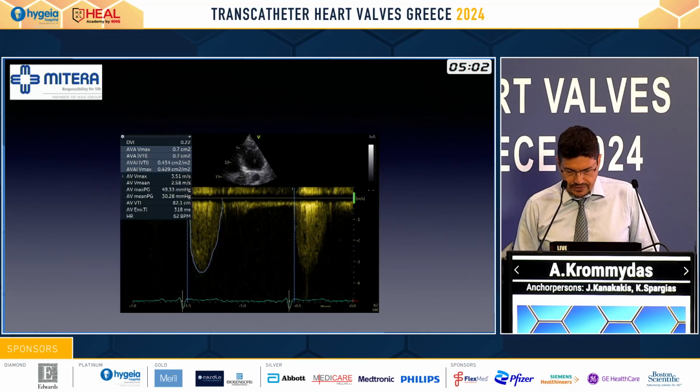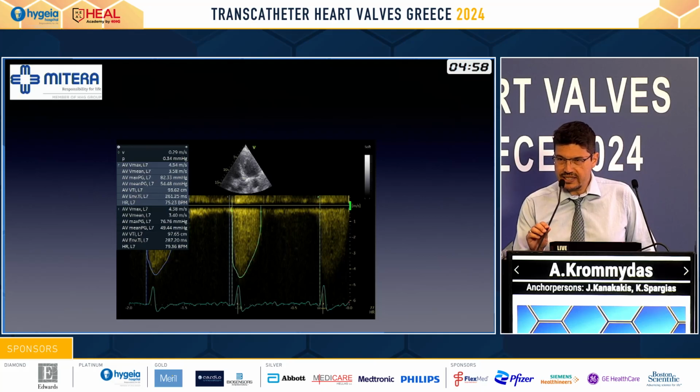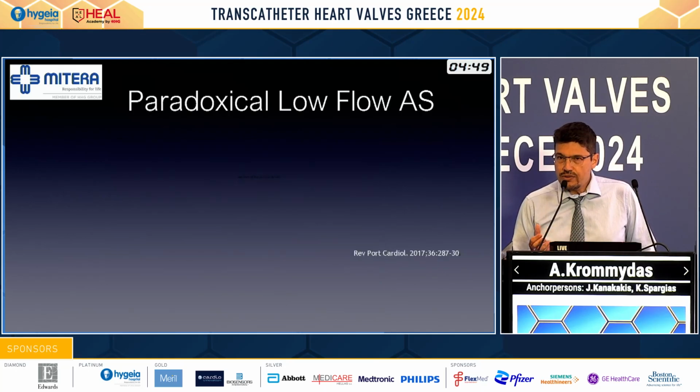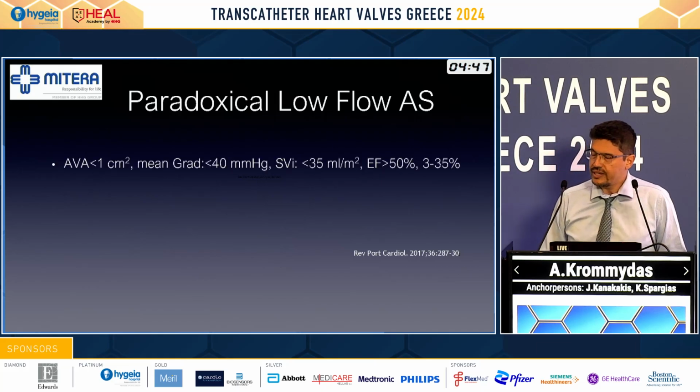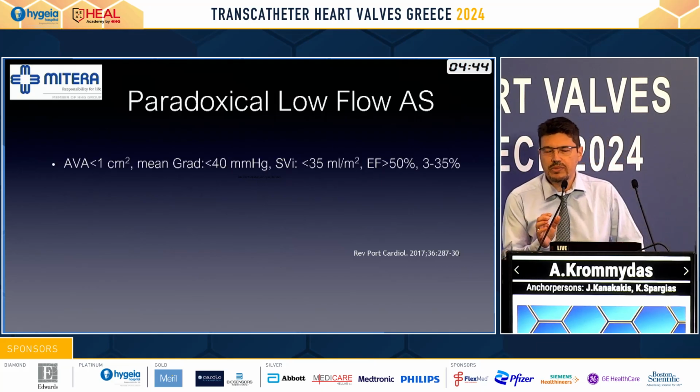Here's an example with low velocities at rest. You can see heart rate 62 and then heart rate 77. So just a small increase in heart rate, which is a safe procedure, and it's a severe stenosis.